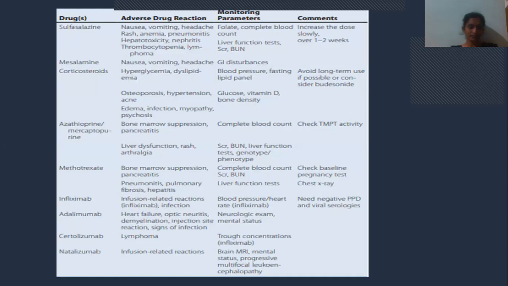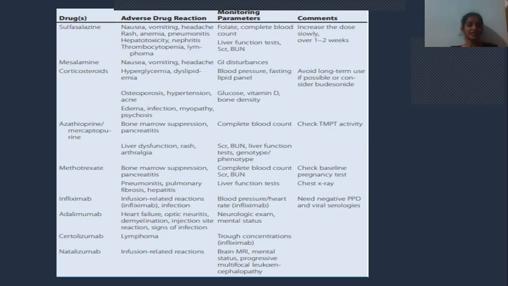And then when the patient is on corticosteroids, the most common adverse drug reactions are hyperglycemia, osteoporosis, hypertension, edema, infection, myopathy, and psychosis. So for this, we have to monitor glucose, vitamin D, and bone density. Bone density helps to rule out osteoporosis. When there is osteoporosis, the bone density will be lost, so that the bone gets easily broken down.